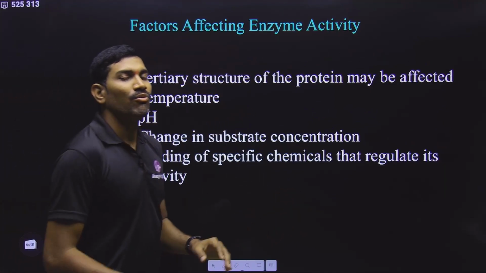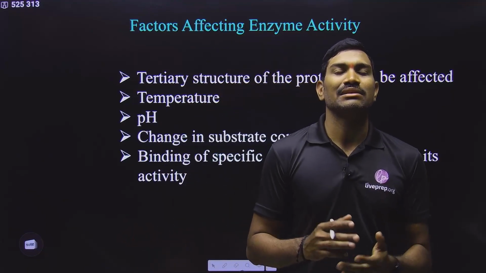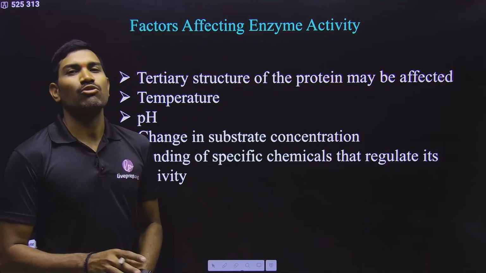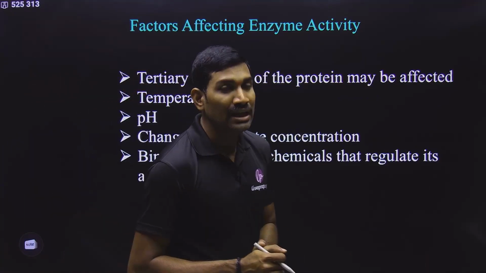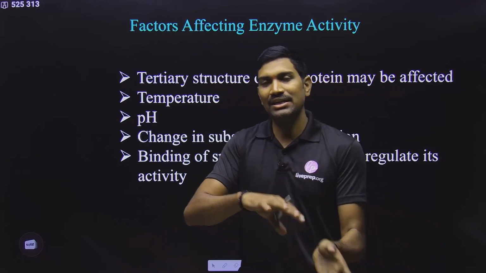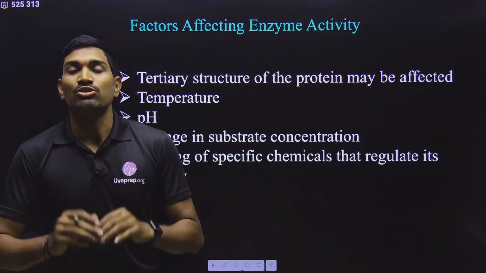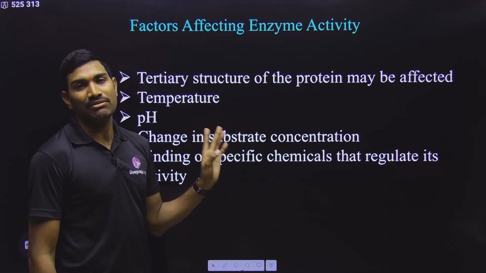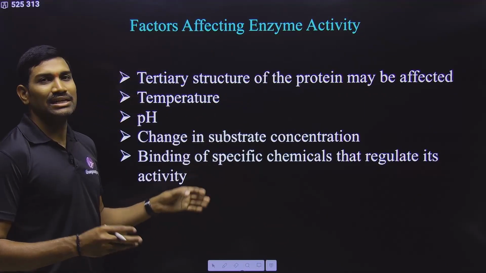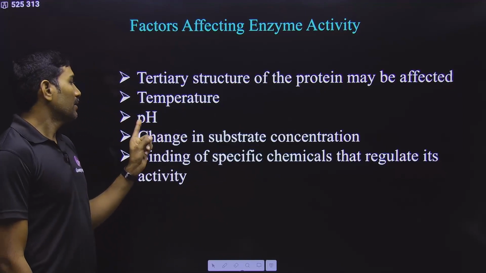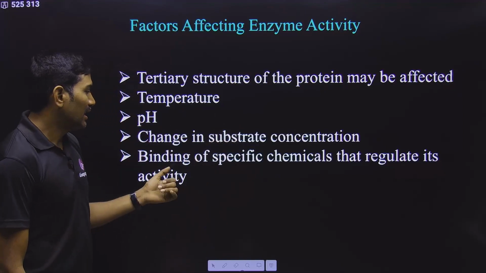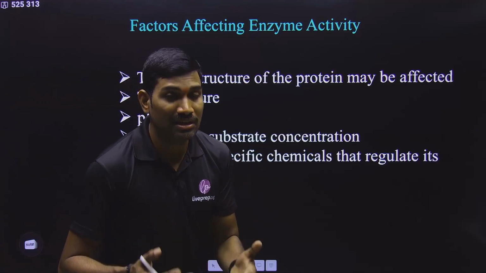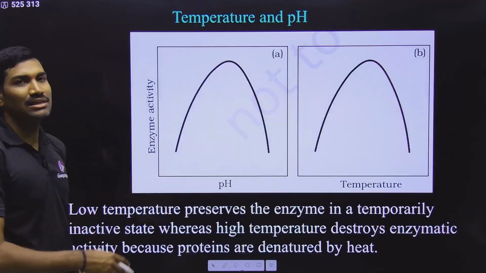Next we are studying the various factors that affect enzymatic activity. Please remember, generally the enzyme is present in its tertiary or quaternary structure based on the number of subunits. Some factors can affect this tertiary or quaternary structure, and so they will affect the enzyme activity. Here we are studying important examples like temperature, pH, substrate concentration, and sometimes the binding of molecules that regulate enzyme activity, like inhibitors. These are some standard examples that we are studying here.